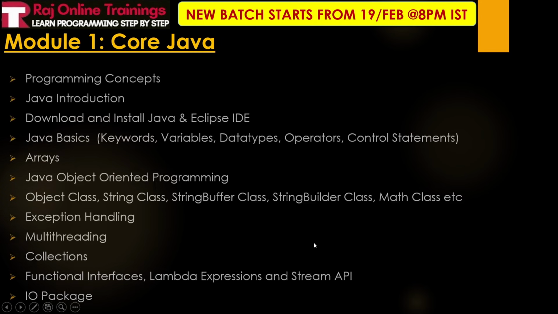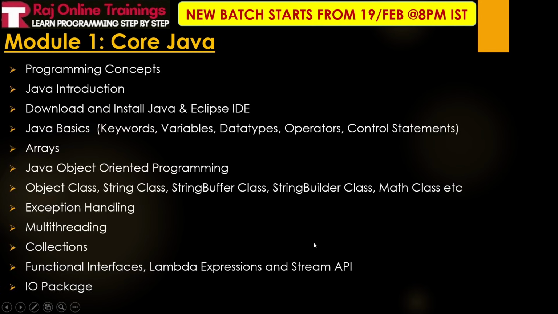In module 1 we go with core Java, and the contents what we discuss under this core Java is, we initially start off with programming concepts. Then we go with Java introduction, and we'll be learning how to download and install Java, how to develop a Java application at command prompt in Windows, and even we'll see how to download and install Eclipse IDE and how to develop a Java application in Eclipse IDE.